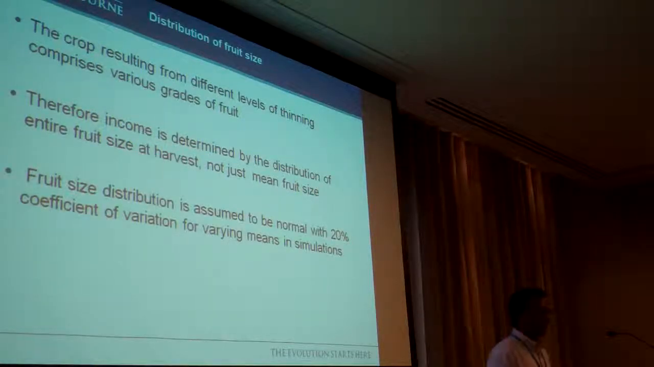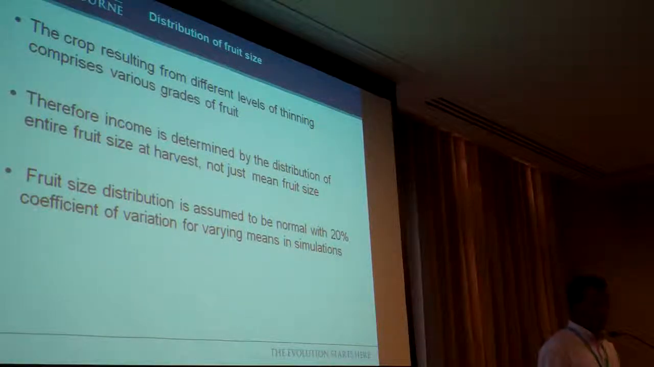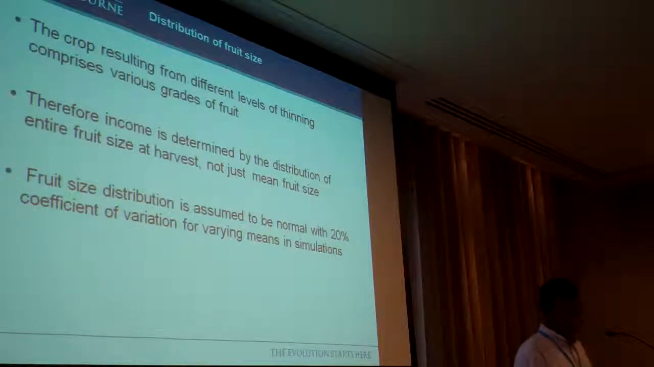The distribution of the fruit size: the crops resulting from different levels of thinning comprise various grades of fruits. By thinning, we can't increase the fruit size. Actually, what we are doing by thinning is increasing the proportion of larger fruits. Therefore, income is determined by the distribution of the entire fruit size at harvest, not just the mean of the fruit size. The fruit size distribution is assumed to be normal with a 20% coefficient of variation for varying means of simulation. I will be showing that in the next graph.